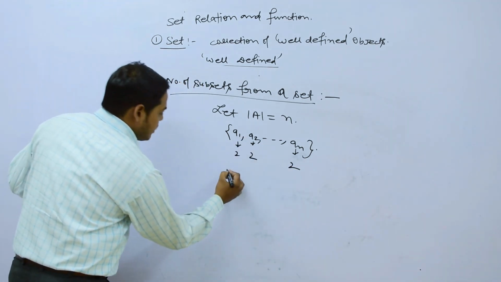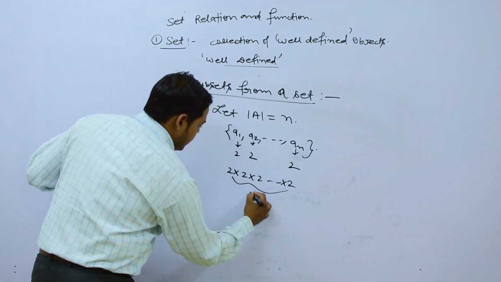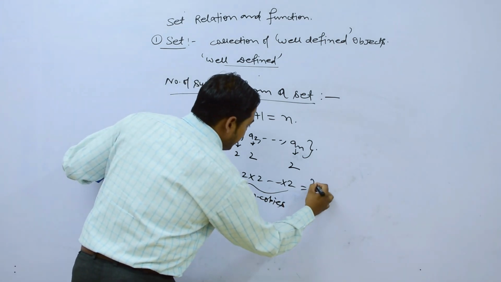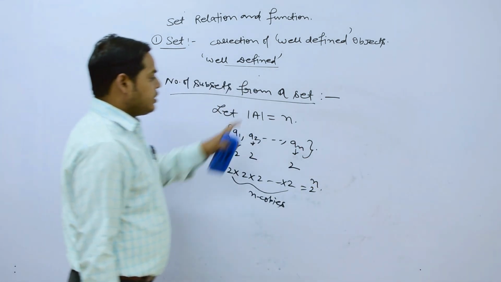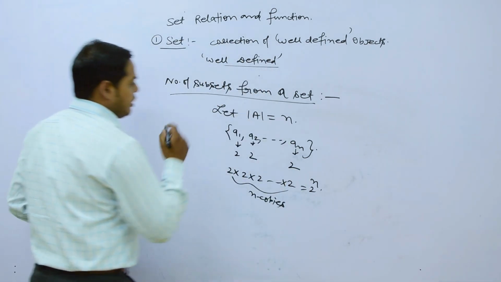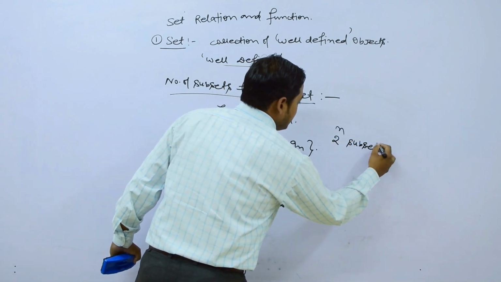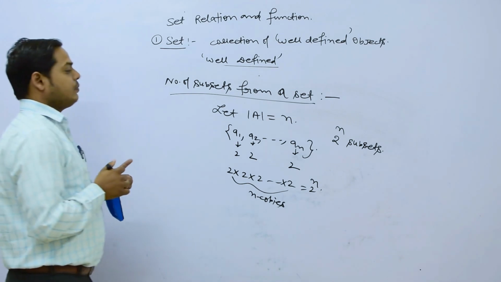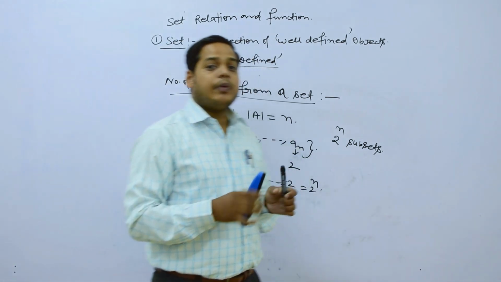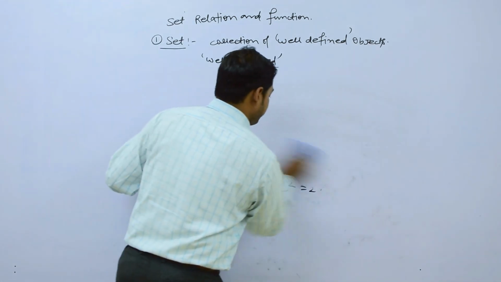Total number of choices 2 into 2 into 2, n times in combination, means 2 to the power n. Hence from any set A whose cardinality is n, we can make exactly 2 to the power n subsets. We also know each set is a subset of itself and phi is also a subset of itself. We can take an example.